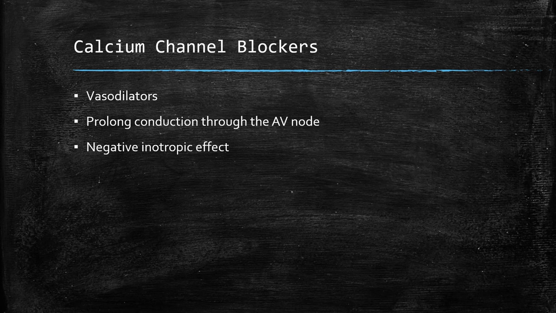Calcium channel blockers have several different uses in the SICU. They are used to treat hypertension as well as cardiac ischemia. Their primary use, however, is in the treatment of supraventricular arrhythmias like atrial fibrillation and atrial flutter. They do this by prolonging conduction through the AV node. One potential side effect of calcium channel blockers is that they function as a negative inotropic agent.